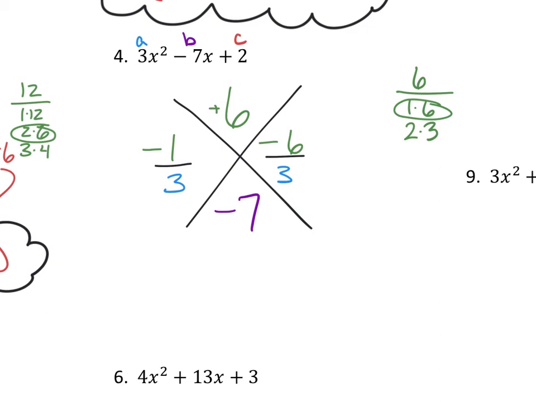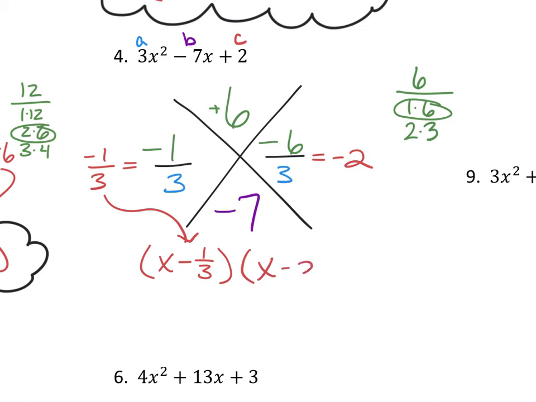Now here's where it's very important that you do your, what's this called? Simplifying. Wow, I just had a brain fart. -1 divided by 3 is -1/3, and -6 divided by 3, that's -2. So when I drag these things down to become part of my linear factors, I have to remember that there is an extra step when I have denominators.